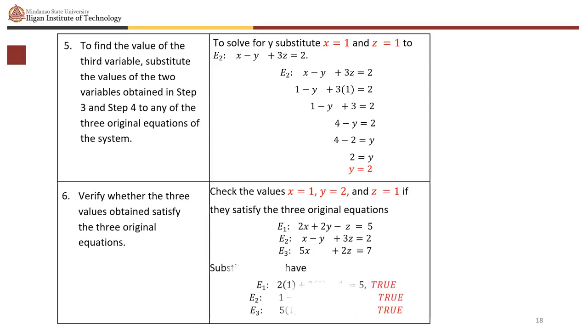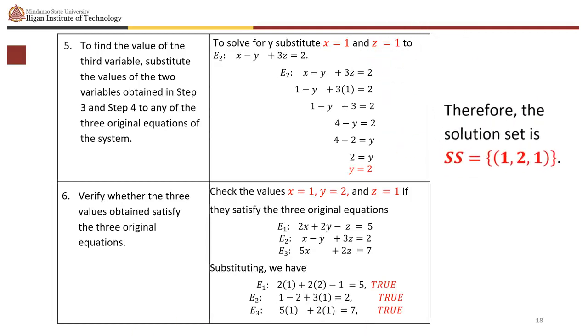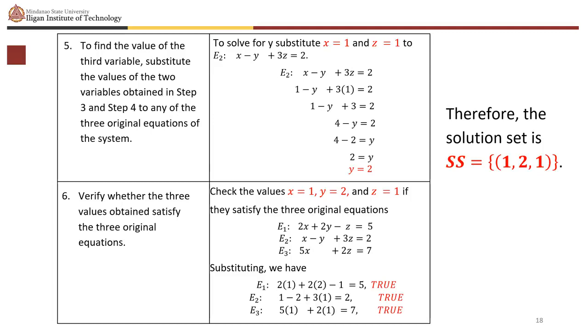So when we substitute the values, we have now 2 times 1, since our x is equal to 1. 2 times 2, since our y is 2 here. And then z is equal to 1, so you have minus 1. Now if you verify the three equations, it will come up to be true. Meaning to say, our solution set is the set containing x equal to 1, y equal to 2, and z equal to 1.